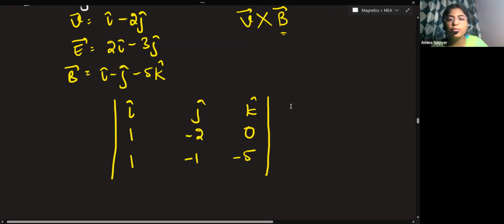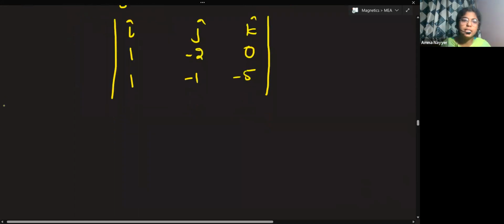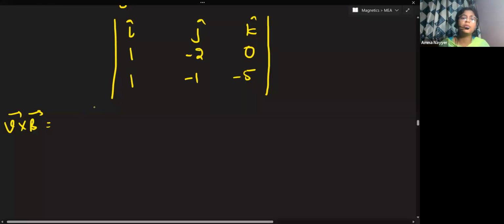All the coefficients I have written. Now I have to find the final answer. How to solve it? V cross B only needs the determinant form. Otherwise, the rest of this is addition; the electric field will get added. So V cross B will be what?